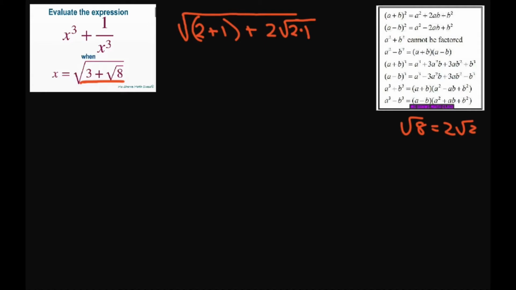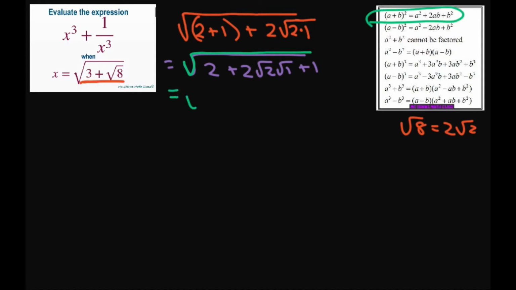So I can rewrite this x as square root, and I'm going to write my 3 as 2 plus 1 plus 2 square root of 2 times 1, right? Because square root of 8 equals 2 square root of 2. And in simplifying this, this would be 2 plus 2 square root of 2 times square root of 1 plus 1. So basically, my goal is to get rid of this radical on the outside. So I'm going to use this formula here to do that.